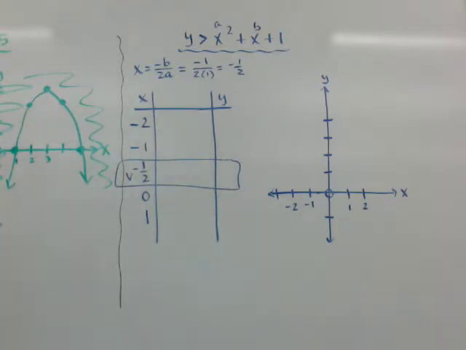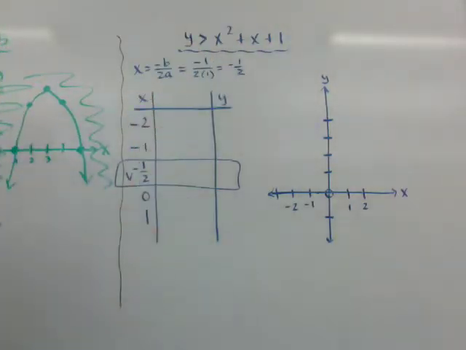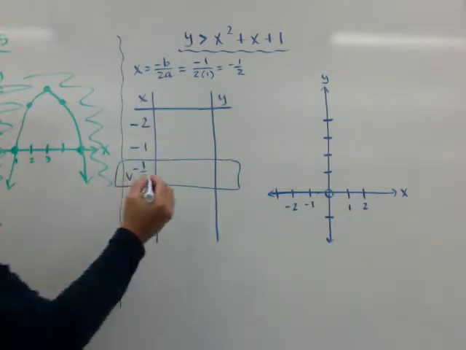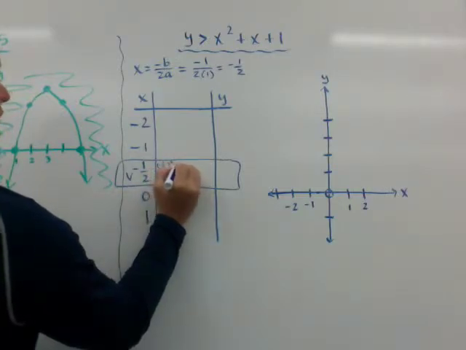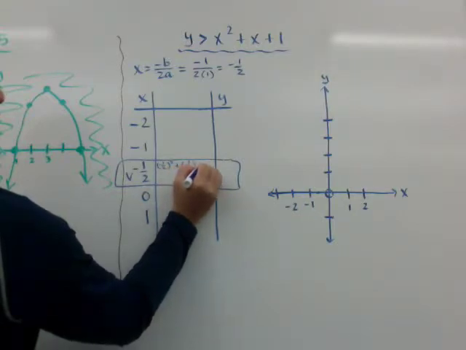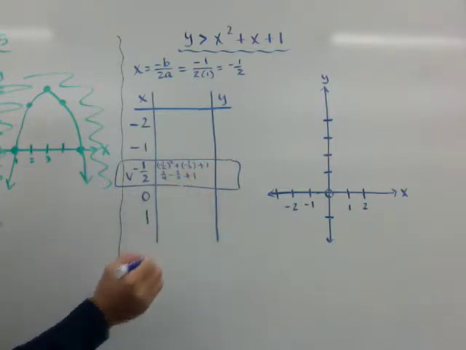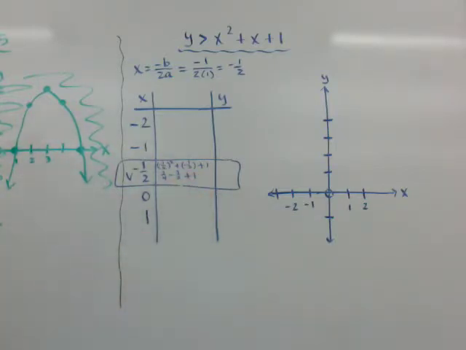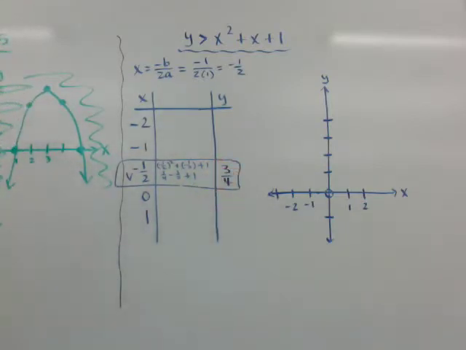So if you have a fraction, solve it for the numbers, put the -1/2 in there. This one gets a little tricky. It's -1/2 squared plus -1/2 plus 1. This becomes 1/4 minus 1/2 plus 1. Okay, and that equals 3/4. So the point is -1/2 comma 3/4, and I'll show you how to graph that as well.